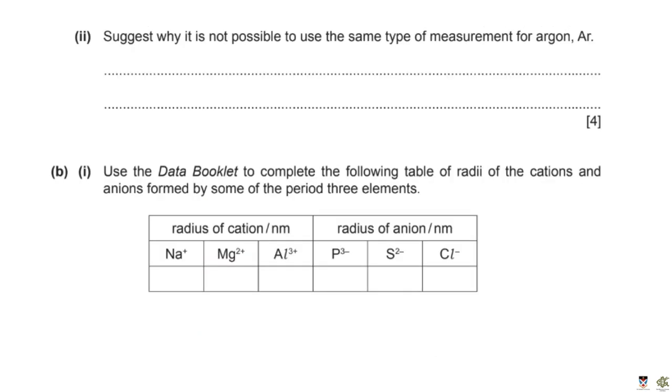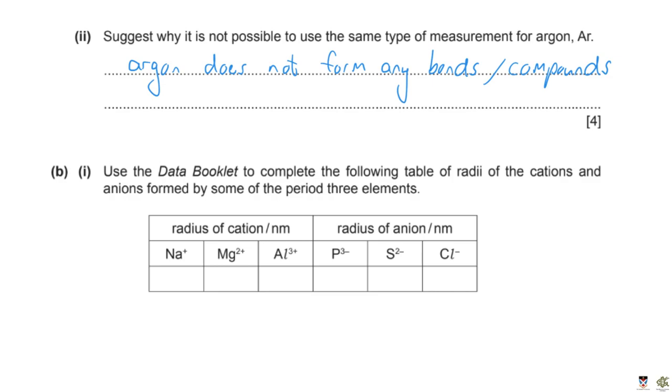Suggest why it is not possible to use the same type of measurement for argon. As we mentioned earlier, argon is a noble gas, so very unreactive or inert. Therefore, argon does not form any bonds or compounds. Or you can say that argon exists only as single atoms, or argon is monoatomic.